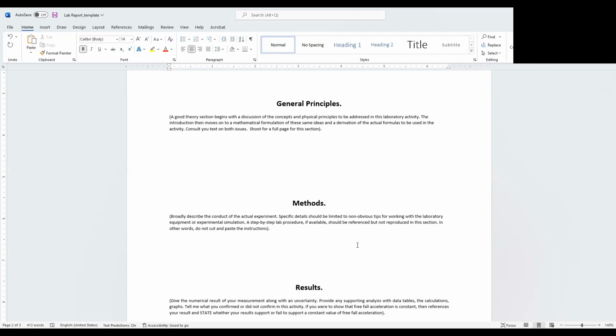Now, after writing the general principles and the methods, you will perform, of course, your experiment, okay? You will perform your experiment.